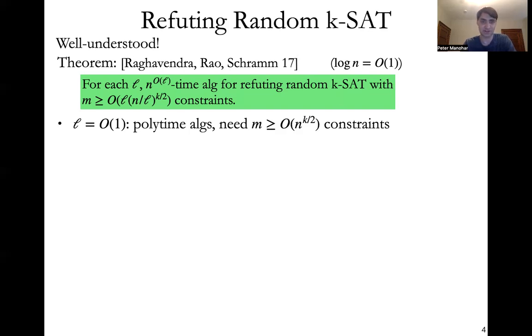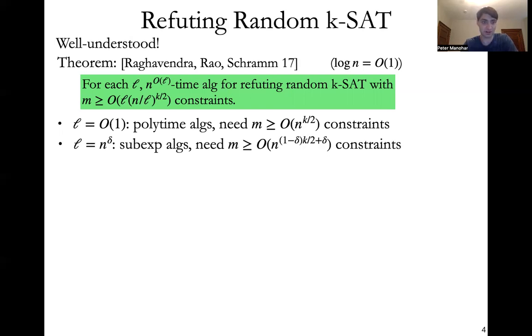So I'd like to draw your attention to two choices of the parameter L. The first is when L is constant. This is a polynomial time algorithm, and this says that we need n to the k over 2 constraints in order to refute. And the other choice of L is when L is n to the delta, then this algorithm is running in 2 to the n to the delta time, and it says that we need this number of constraints in order to refute.